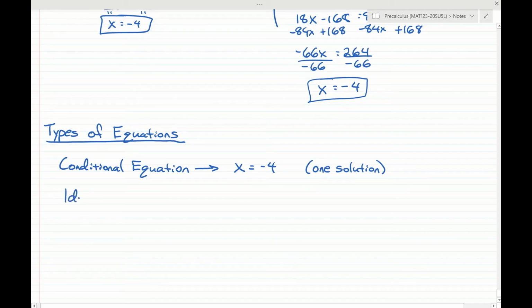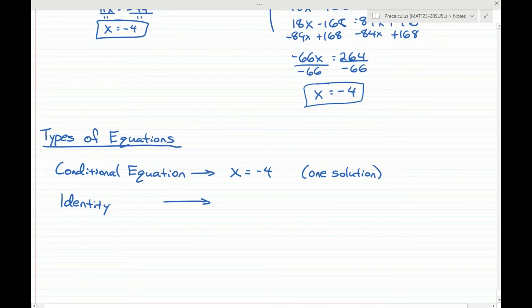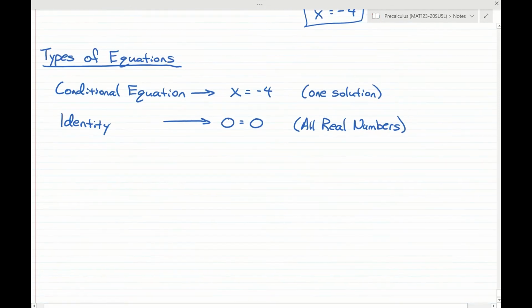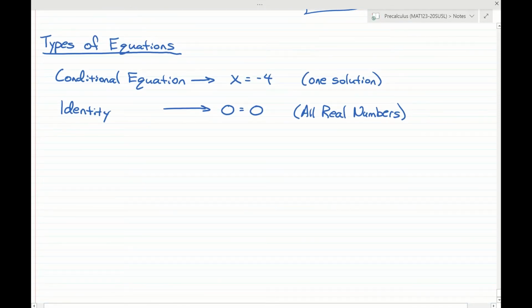Now, we do get some funky answers too. One type is called an identity. An identity happens when you go to solve the equation, you might get 0 is equal to 0. What that means is both sides are exactly equal to each other. In this case, the appropriate answer we would write would be all real numbers. I talked about different types of numbers. In this case, you could put in any real number and both sides of the equation would be the same.